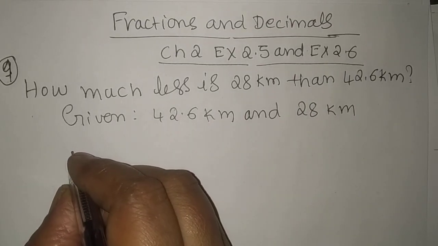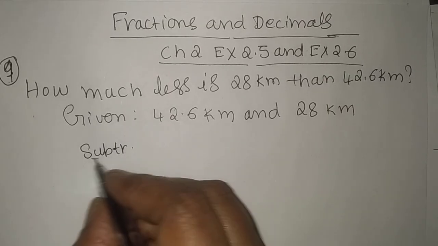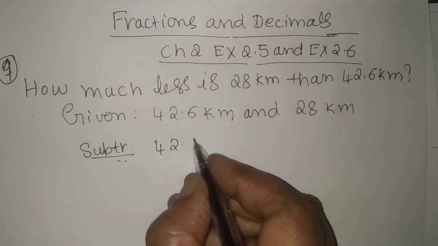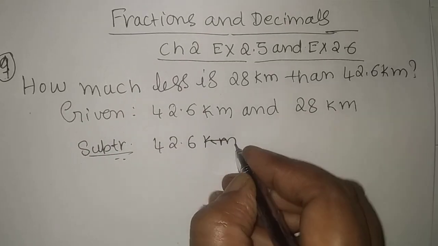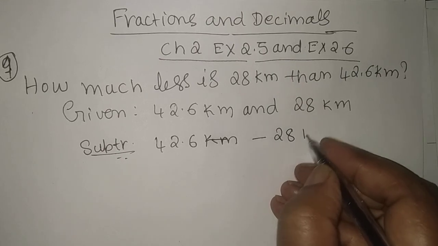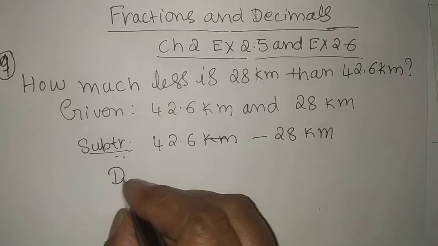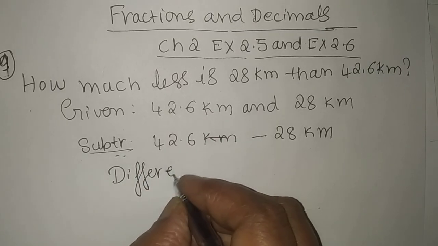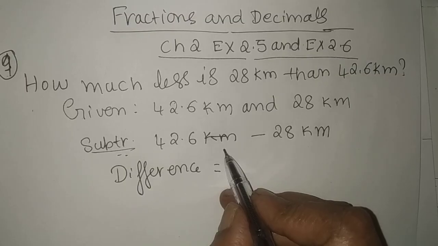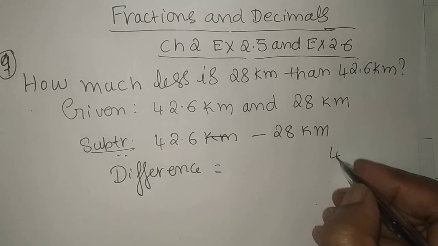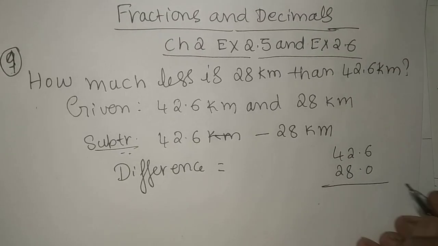So subtract or find 42.6 kilometers minus 28 kilometers. Then we get the difference. So that is 42.6 minus 28. Like this you have to write.